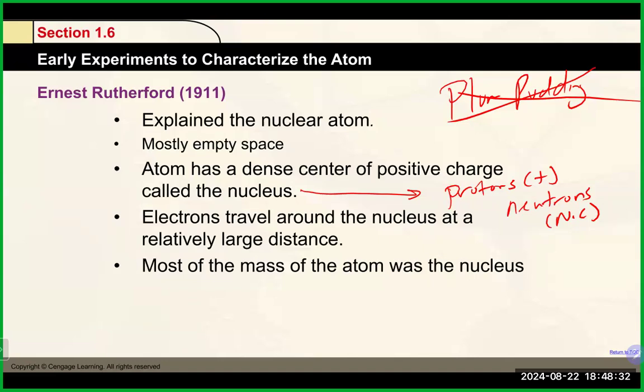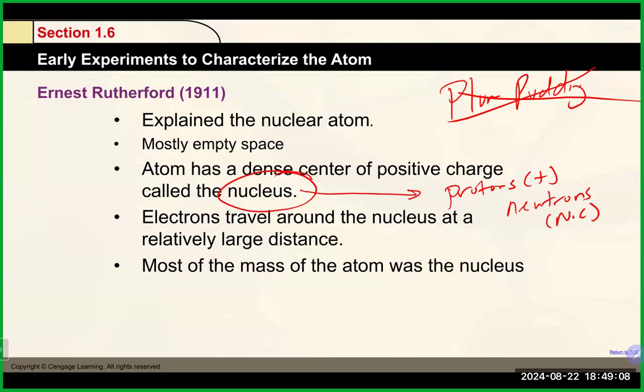Electrons are actually traveling out from the nucleus at some distance, moving around in that empty space, sometimes referred to as the electron cloud. Another really major difference between the Plum Pudding model and Rutherford's model of the nuclear atom is that it is not the electrons that make up most of the mass of the atom. It is the nucleus, containing protons and neutrons, later found in the 30s, that makes up most of the mass of the atom.